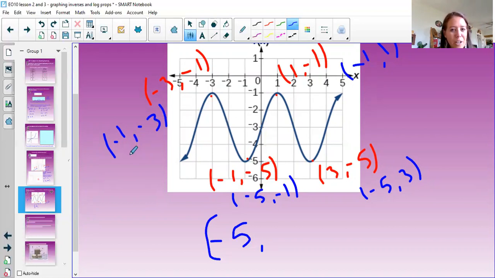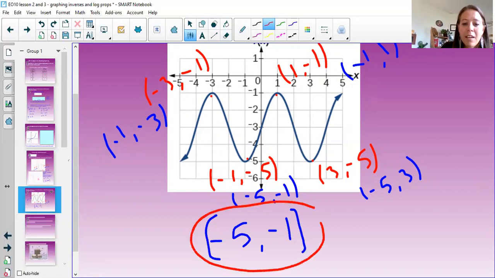Could I have a 0? That would mean that I would need a y value of 0 in my original function. Here's my original function. Is there a y value of 0? There's not. So I have to stop at -1. This is my domain. Anything in between -5 and -1 will give me an inverse.